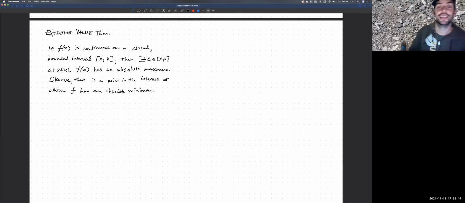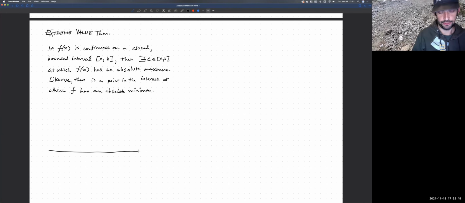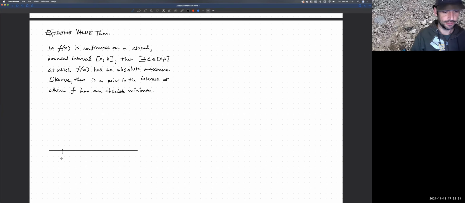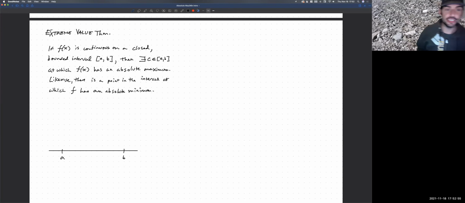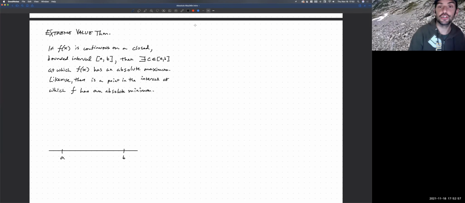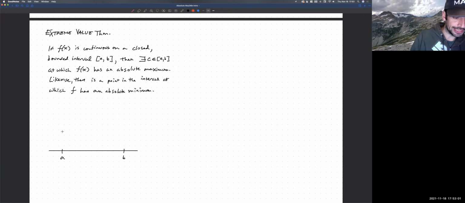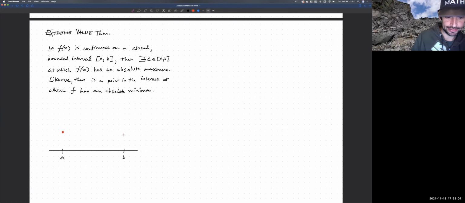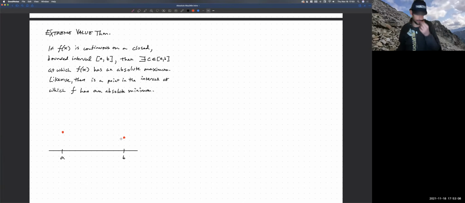All right. All this is saying is the following. Here's an axis. Here's my closed interval. So the function is continuous on this closed interval, including the endpoints. This is important. So that means the function takes on some value at the endpoint and it takes on some value at the other endpoint. They might be the same value, they might not be, it doesn't matter.